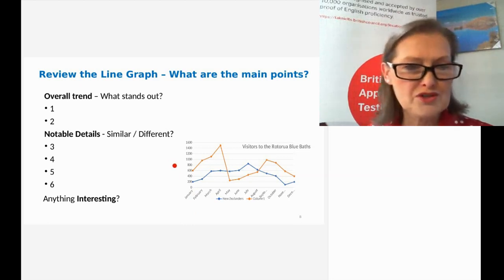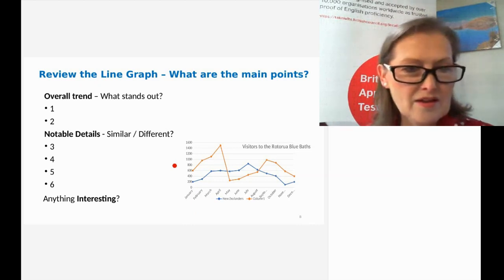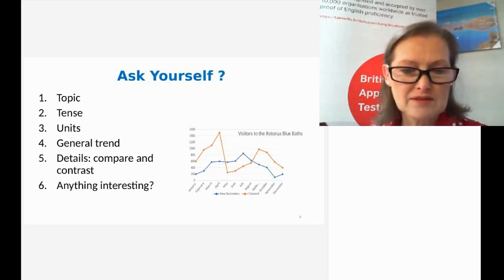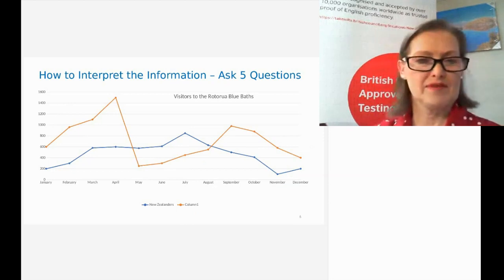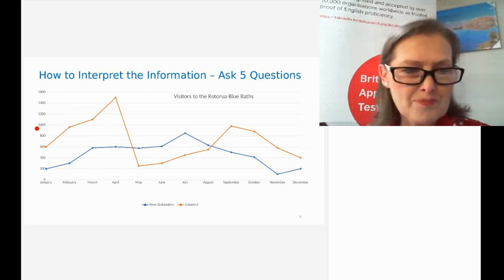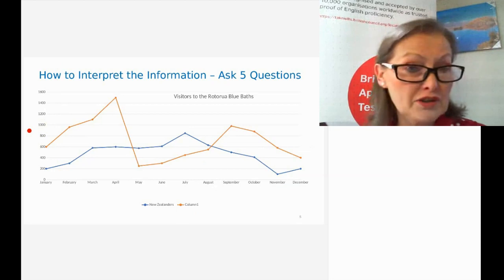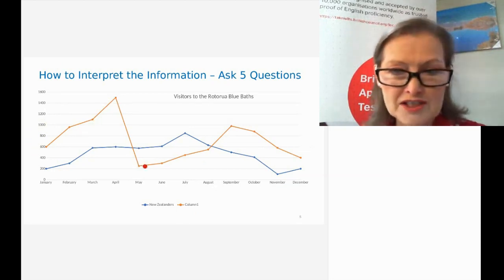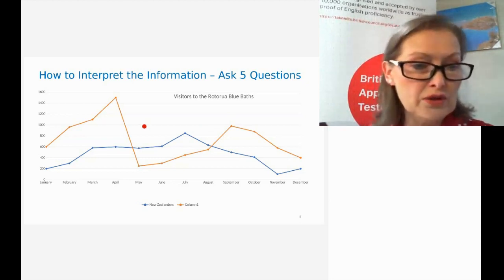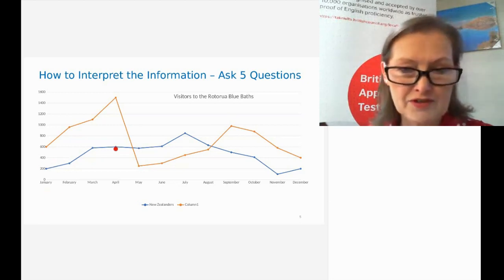And what did you decide to compare and contrast? I think I'll go back to the big graph to draw on that one. There it is. Okay, so let's have a look. For your overall trend, I think you could say, for example, that if you have a look at the orange line, is obviously our overseas visitors. I think we could say there were more overseas visitors to the Rotorua Blue Baths than there were New Zealand visitors.